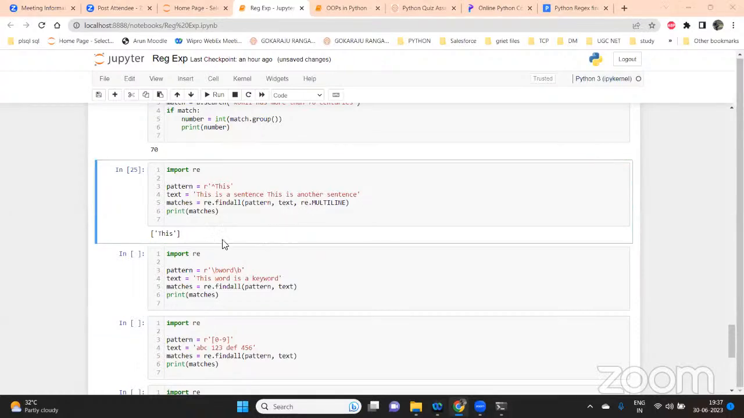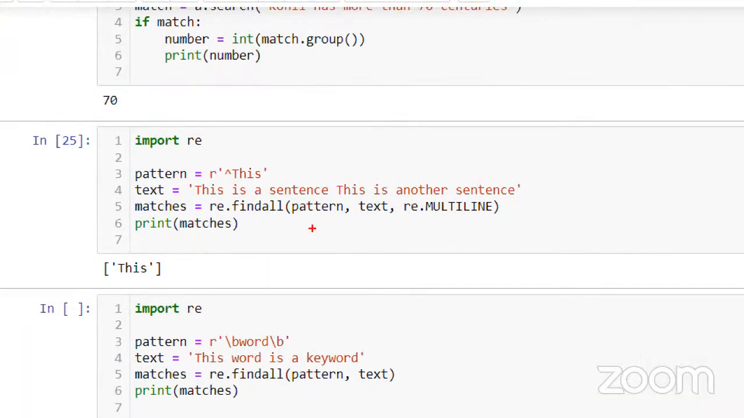It is finding all such occurrences. Now it is not working. Tell me why. Sir, because this is a single sentence. Single sentence and we are not having any extra sentence, correct? So there is no multi-line here. So it works only if there is a multi-line string.